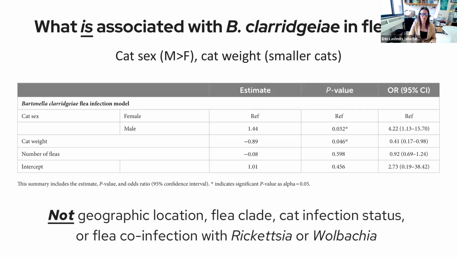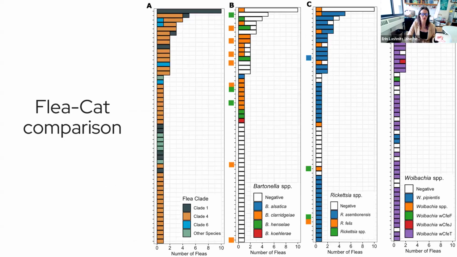And again, we found that Bartonella clarridgeiae infection in fleas was not associated with geographic location, flea clade, cat infection status, or infection of the flea itself with either Rickettsia or Wolbachia. So broadly, I'm going to put up a very complicated chart, which again, you can look at the paper to delve into more detail on this, but this goes through for each pathogen and for each sort of predictor, comparison between the flea and the cat.